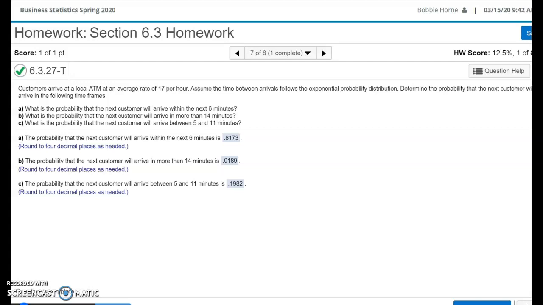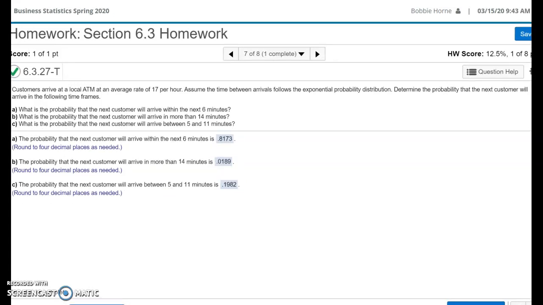Okay, we're going to look at this problem about exponential probability distribution. In this question, customers arrive at an ATM at the average rate of 17 per hour. Assume the time between arrivals follows exponential probability distribution. Determine the probability that the next customer will arrive in the following time frames. What is the probability that the next customer will arrive in 6 minutes?